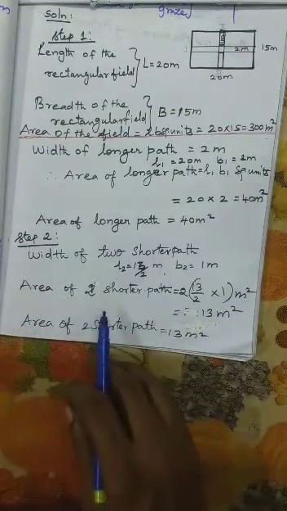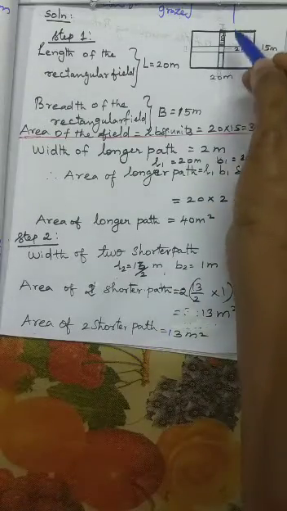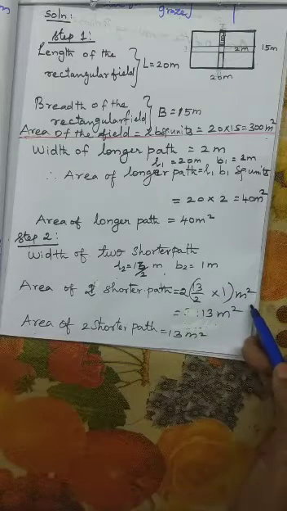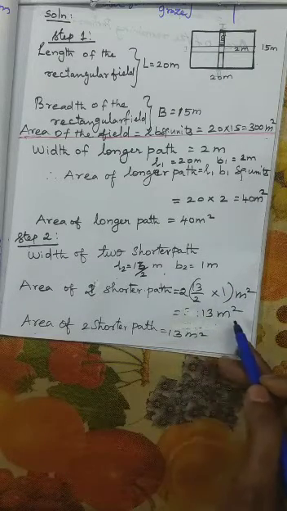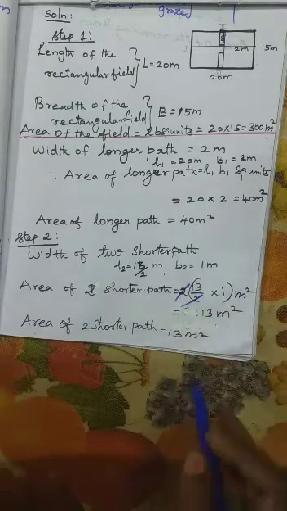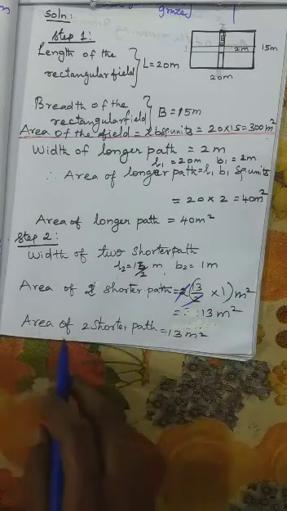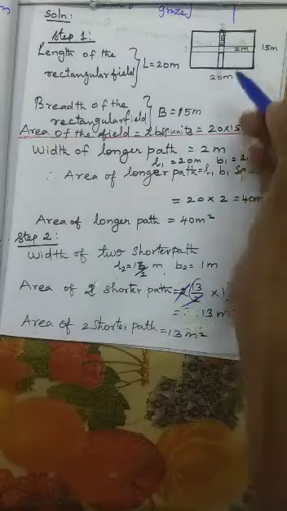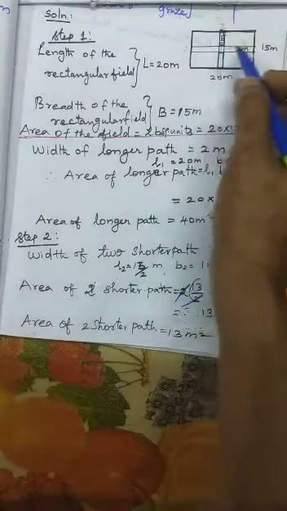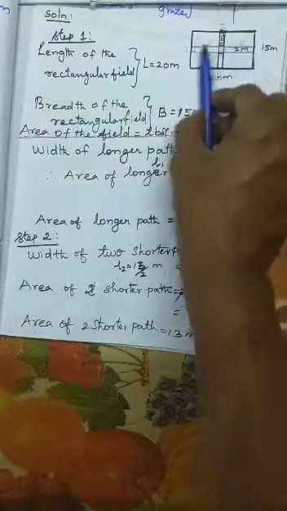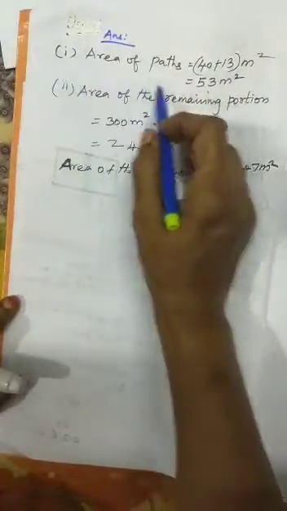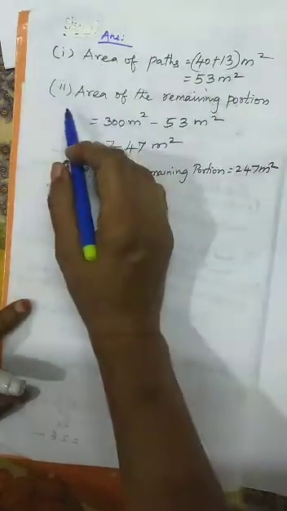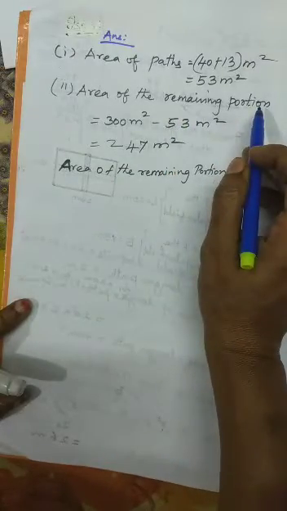Then area of the two shorter paths. Here one shorter path and here one shorter path. So it's equal to 2 into 13 by 2 into 1 meter square. You cancel 2 and 2. So that is 13 meter square. Then area of two shorter paths is equal to 13 meter square. Then we have found the two shorter paths and also the longer path area and also the full area. First one answer is area of the path, that is 40 meter square plus 13 meter square is equal to 53 meter square.